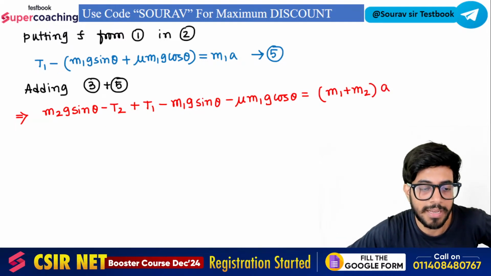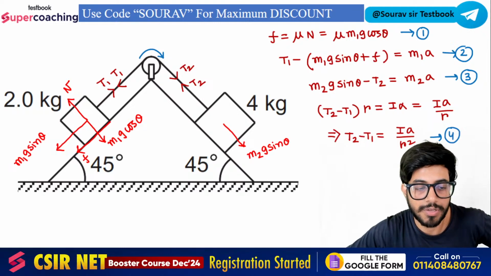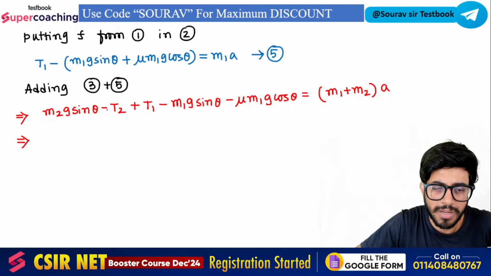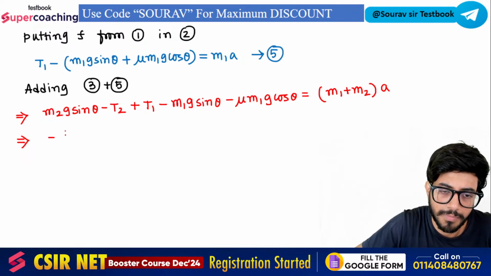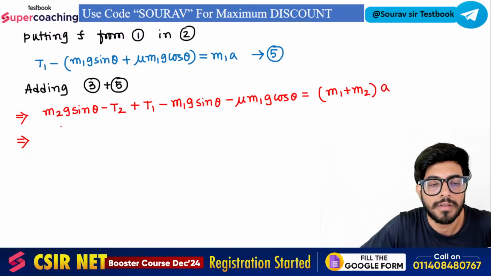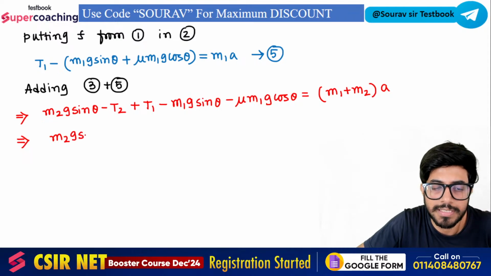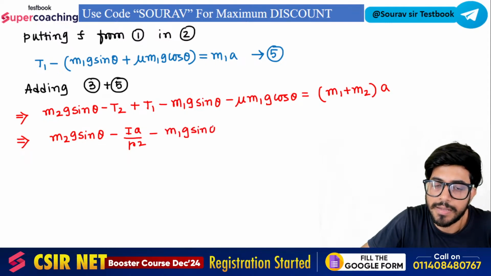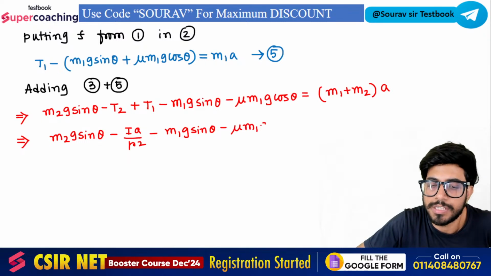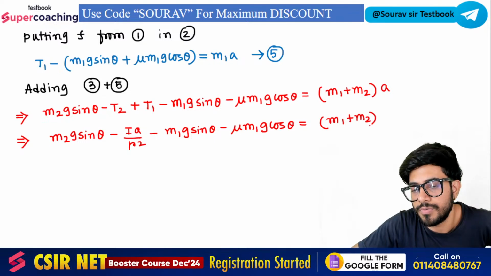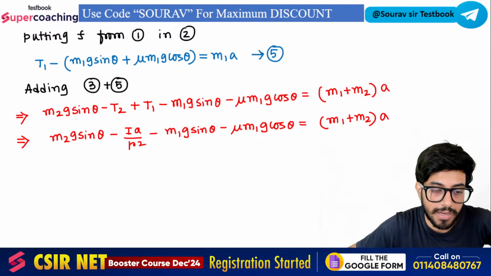Now here you have T2 minus T1 is I A by r square, so T1 minus T2 is minus I A divided by r square. So this is m2 g sin theta minus I A divided by r square minus m1 g sin theta minus mu m1 g cos theta, that is actually equal to m1 plus m2 into the acceleration A. Now just put the values everywhere.